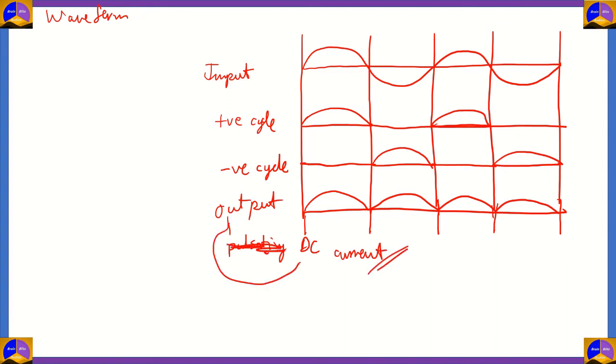So the output here is DC current, and this is the kind of current that we use in order to power our machines, because our machines have semiconductors and they need DC power. So that's how you use a diode as a full wave as well as a half wave rectifier.